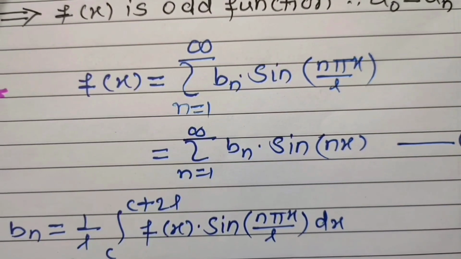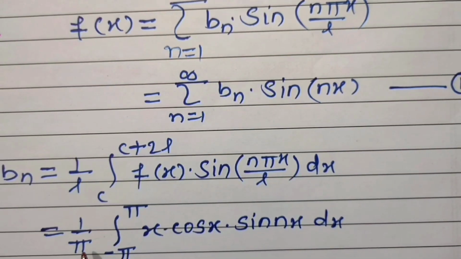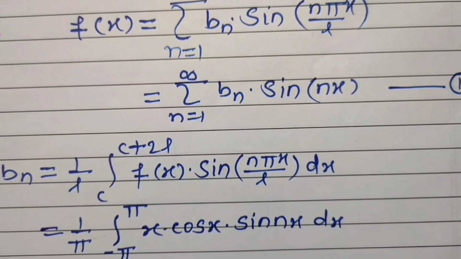Now we have to find out the Fourier coefficient bn, which is equal to 1 upon L integral from c to c plus 2L f of x into sine n pi x divided by L, integral with respect to x. This is the general formula. Now in this formula we have to replace L by pi. Then this pi and this pi get cancelled, remains nx only. So bn can be written as bn is equal to 1 upon pi integral from minus pi to pi x into cos x, which is f of x, into this sine function, that is sine nx, and the integral is with respect to x. Hence step number 2.